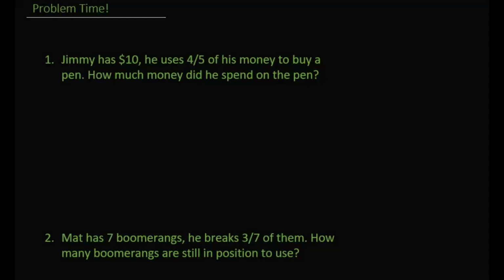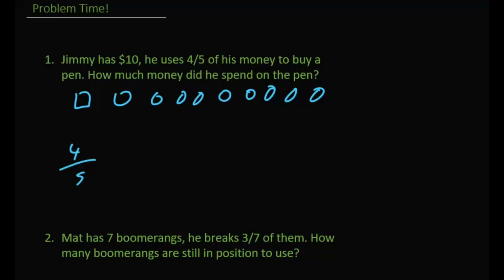So assume that you have paused the video and got your answers. So now it's time to check them. So $10. Let's write this: 1, 2, 3, 4, 5, 6, 7, 8, 9, 10. So 4/5 of it. Okay, so we can multiply this times 2, this times 2. 5 times 2 is 10, so yeah. And it would become 8 over 10. So then it would be $8. So how much money did he spend on the pen? $8.